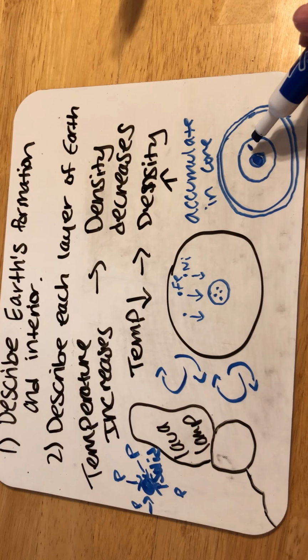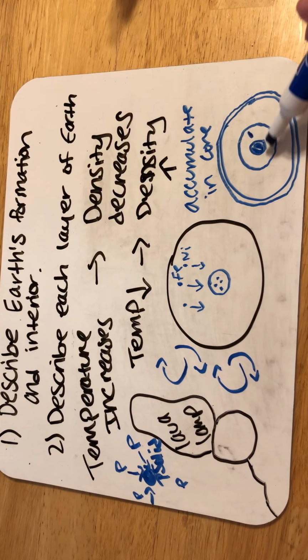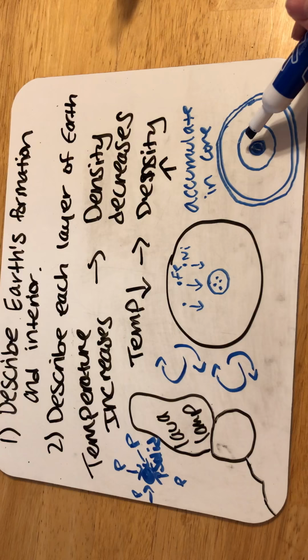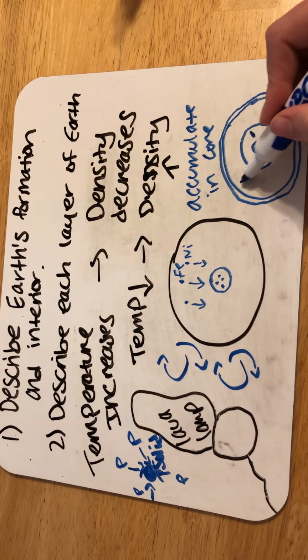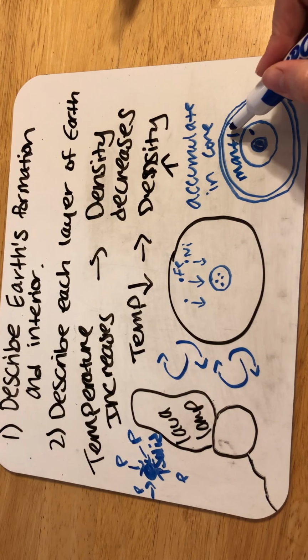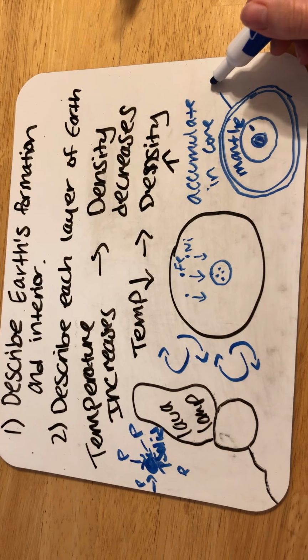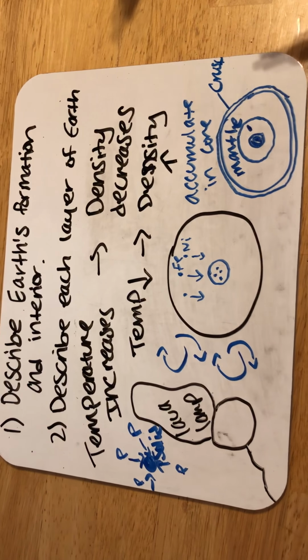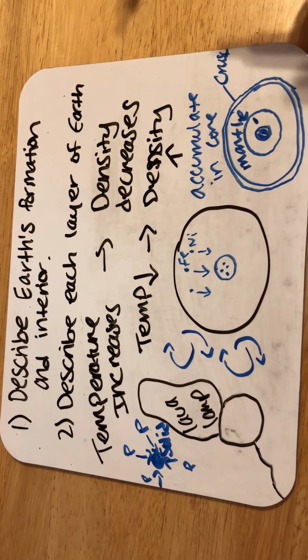So our iron and nickel accumulated in the core. We have an iron liquid outer core, and then we have the mantle. The mantle's a little more complicated. We're going to get to that. And then we have a crust. So those are our primary layers of Earth.